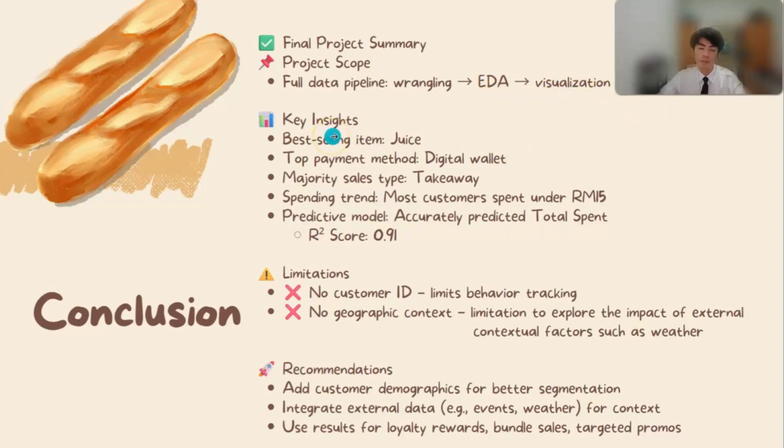Some of the limitations are that there is no customer ID in the dataset, which limits behavior tracking, and no geographic context, which limits the ability to explore the impact of external contextual factors such as weather. The recommendations are to add customer demographics for better segmentation, integrate external data such as events or weather for context, and use the results for loyalty rewards, bundle sales, and targeted promos.